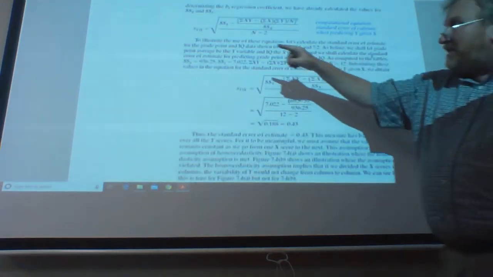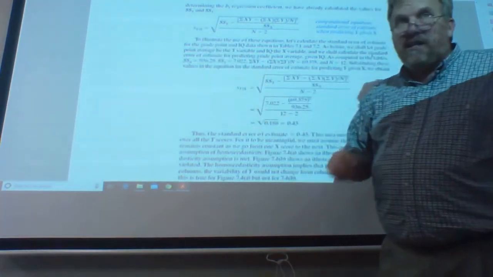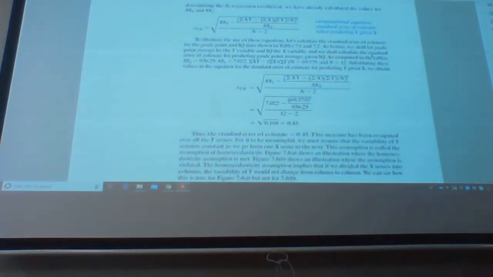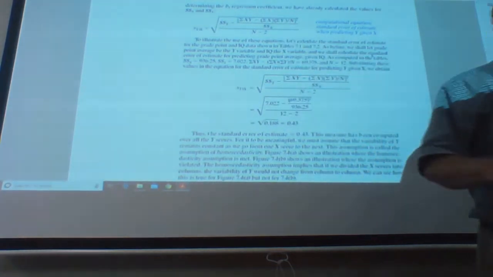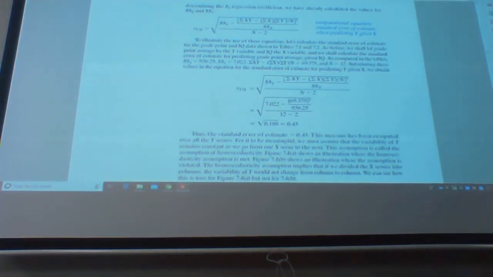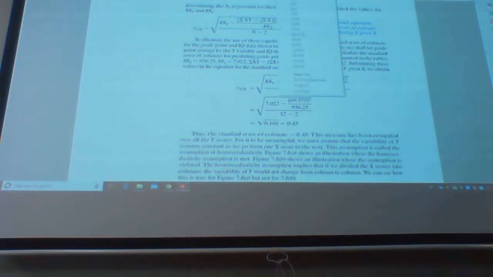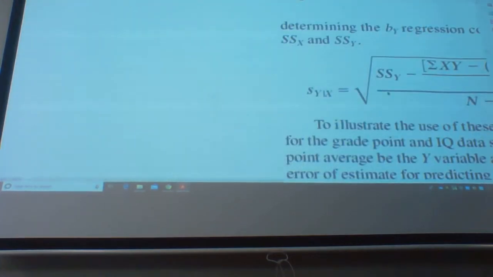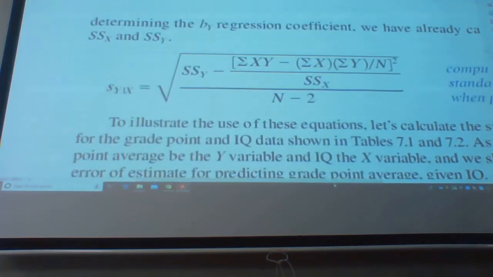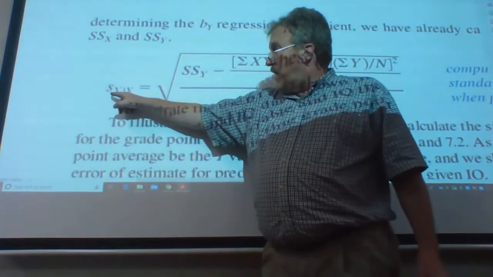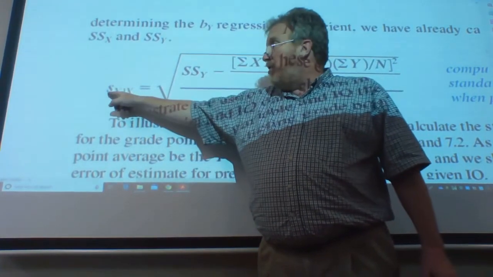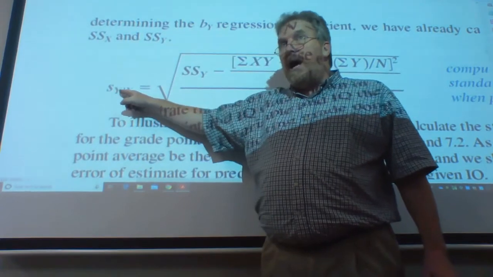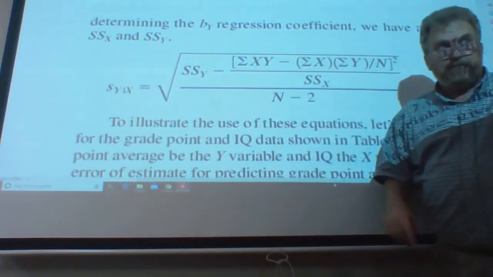It still uses a little s as its signifier to let you know it's a standard deviation number. But next to it is a little y slash X. I showed this to you last time. See if I can get it nice and clear on here. S, and these are subscripts, y slash X, which means the standard deviation when you are predicting y from X.